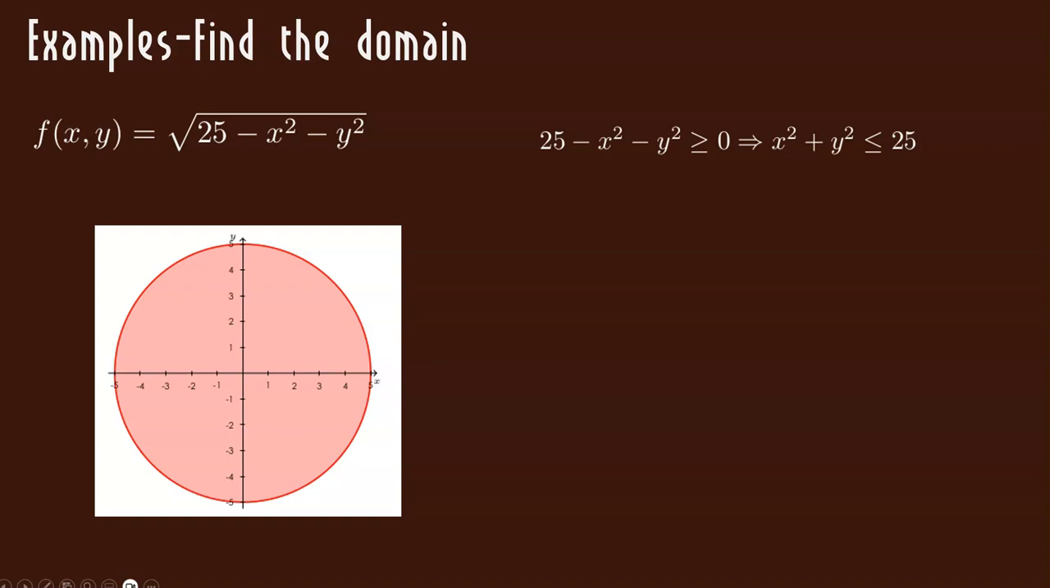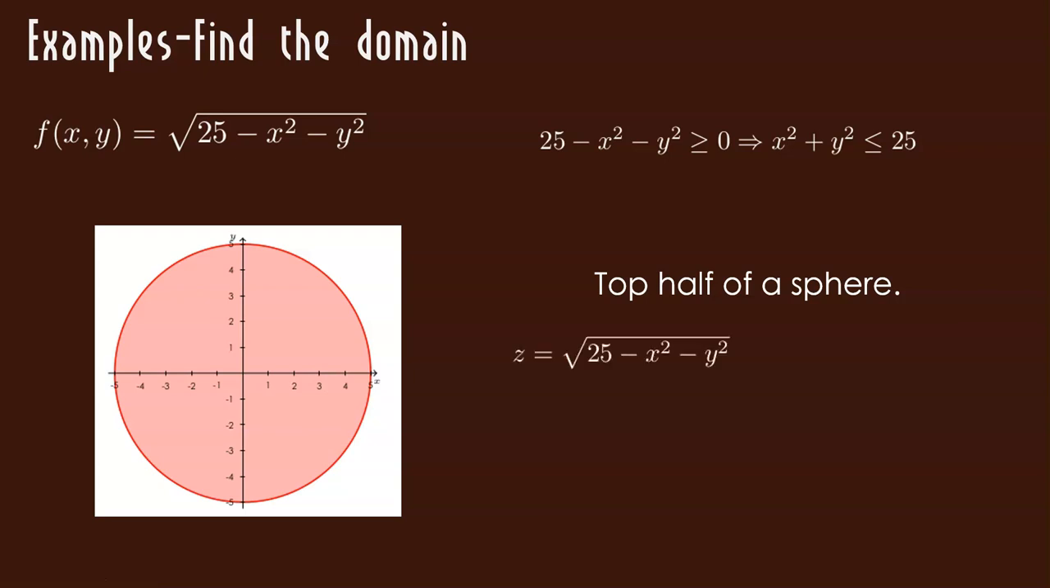What is the graph of f(x,y) equal to the square root of... well, this is going to be the top half of a sphere. And how do I know this? Well, I've got z equals the square root of 25 minus x squared minus y squared. This means z has to be positive.